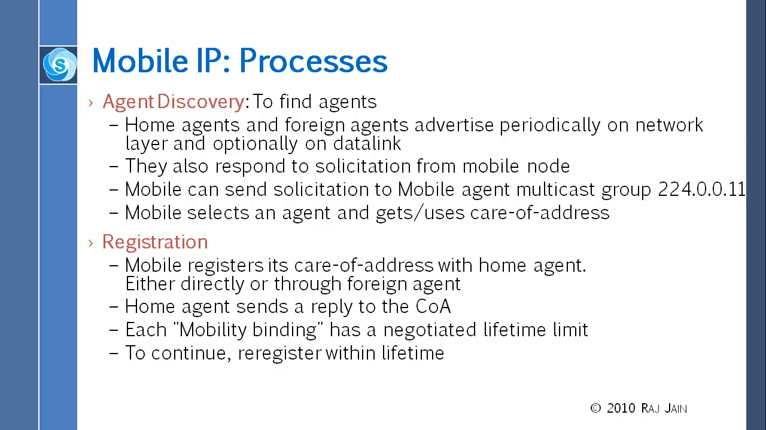So there are messages in mobile IP which says mobile IP advertisement or agent advertisement. There are query messages which are solicitation. So mobile can send a solicitation to mobile agent using a multicast group. Because we don't know the address, we just send it. Is there anybody who knows mobile IP? And that address is 224.0.0.11. That's a multicast IP address.